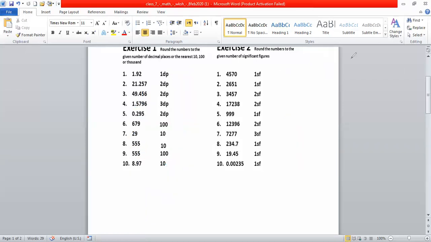Now you have to round off this. In exercise 2, you have to round off these values to the given number of significant figures. So one significant figure, 1. This is the whole number 4570. One significant figure, 1 ये रहा. So it means that this would be circled. Okay, so 4 plus 1 is 5.